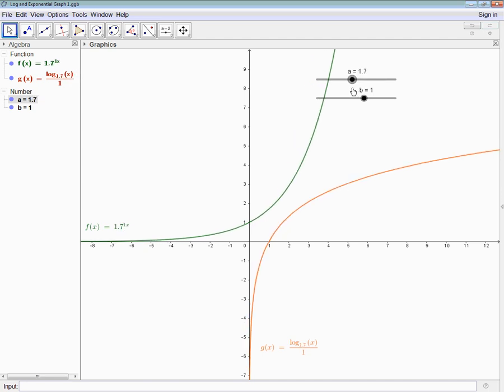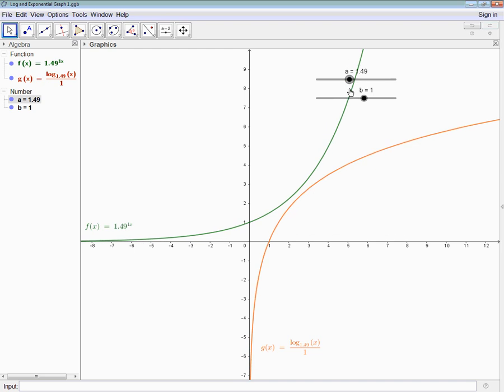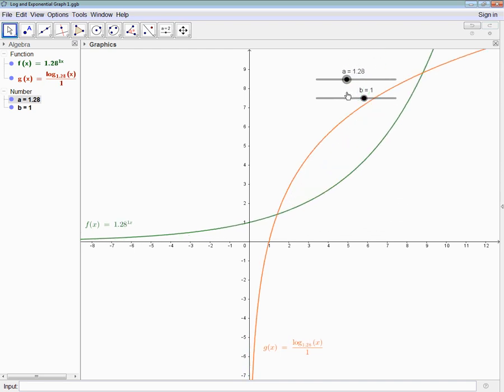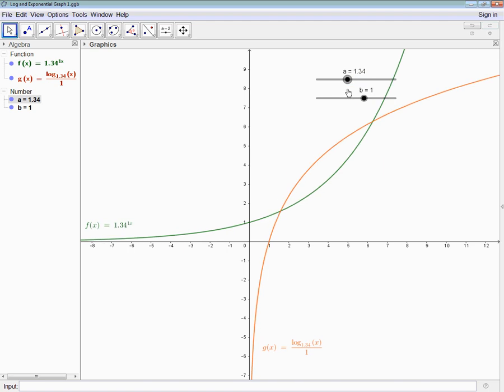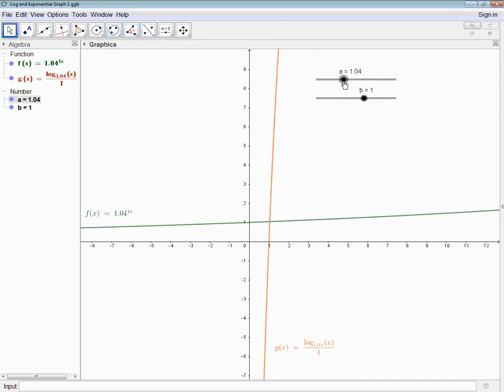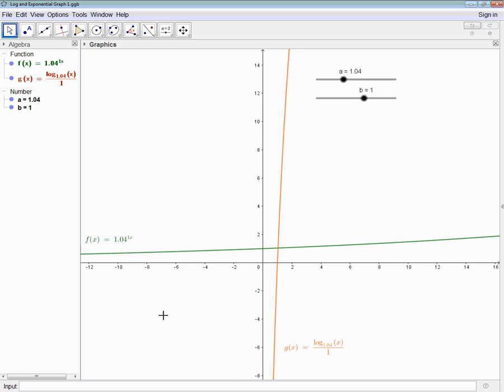Now, I'm shrinking it, and as my base gets smaller, you can see it right up here in the left-hand corner, 1.34 to the x, or to the 1x. Here, it's 1.04 times 1.04 times 1.04 over and over and over again. So it's not growing really fast. And you can see there is a curve to it. It's just really small.